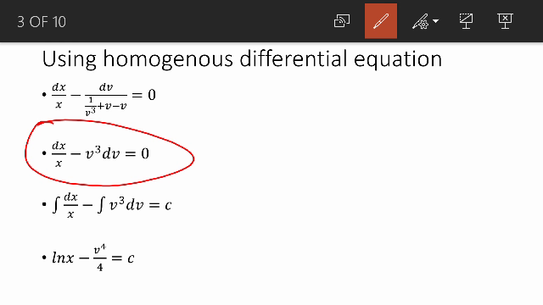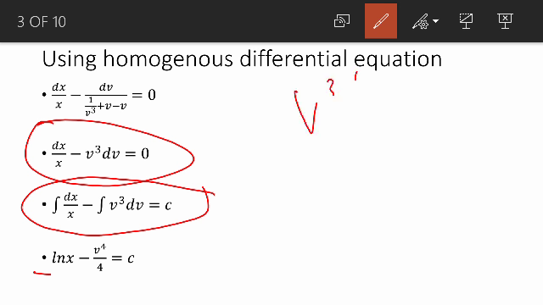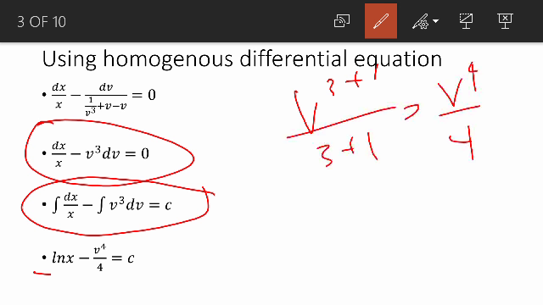Okay, so that's why we have integral of dx over x minus integral of v cubed dv equal to a constant. That is how to go about it. So the integral of dx over x, like we know, is ln x. The minus integral of v cubed is v to the 4 over 4. That means v raised to power 3 plus 1 over 3 plus 1, which means v raised to power 4 over 4, then equal to c. That's exactly what we have here.